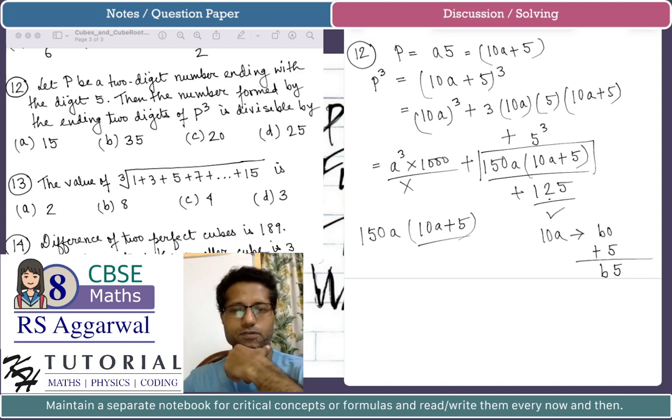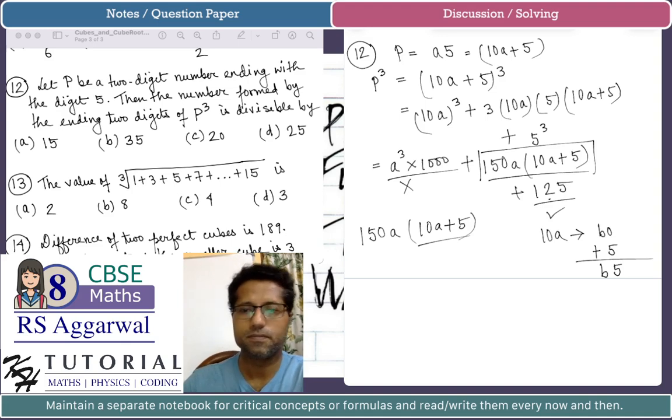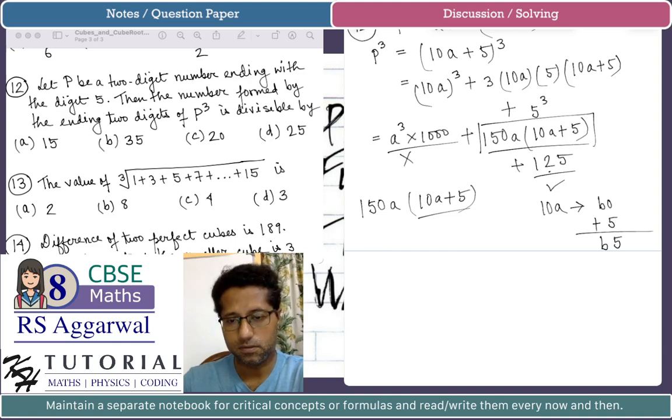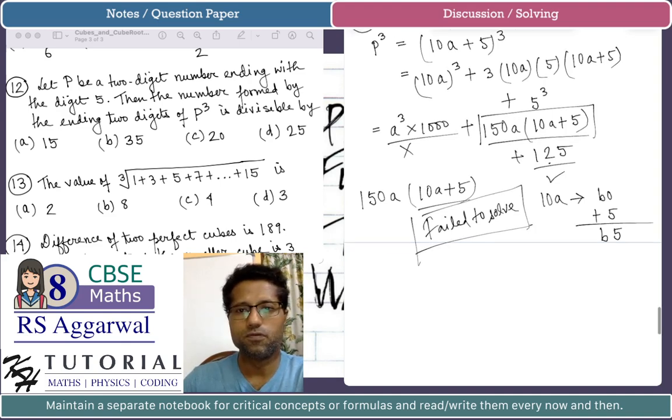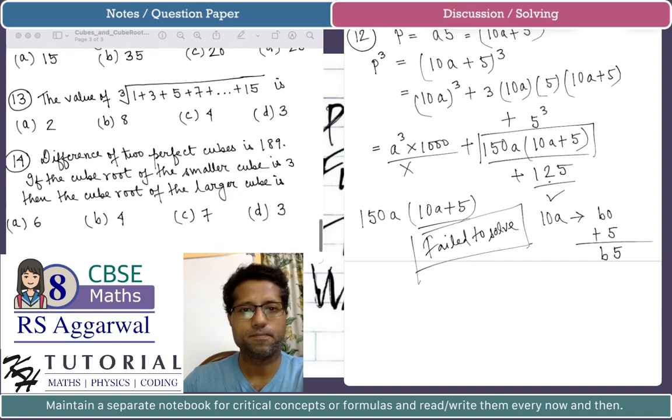I don't think I can solve this problem. I'm sorry, I couldn't solve this problem. It is becoming complex. So I will skip problem number 12. Sorry for this. I failed to solve this problem. Okay, let's move to problem number 13.